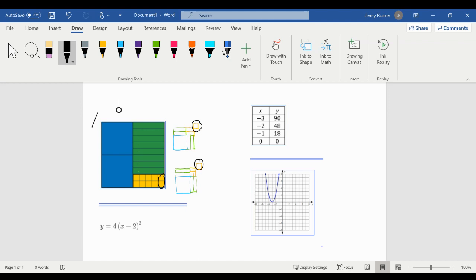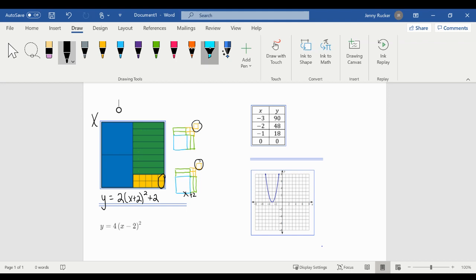a perfect square. Our equation would be y equals 2, since we had 2 sets, and the side length of our square is x plus 2, so 2 times (x plus 2) squared, plus 2, because we ended up with 2 extra unit blocks. So this is not a perfect square.